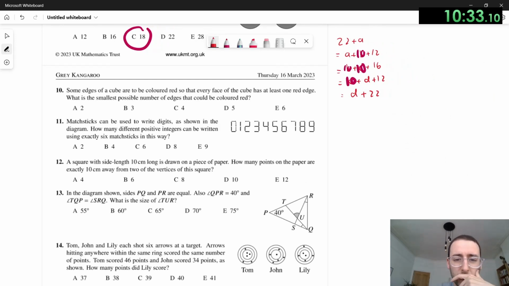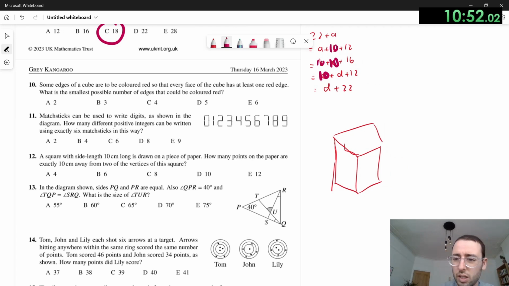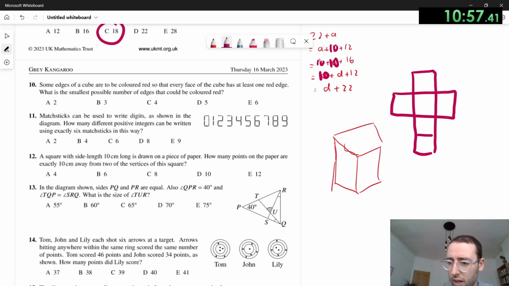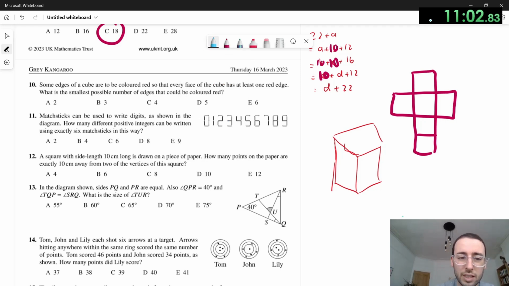Some edges of a cube will be coloured red, so every face has at least one red edge. Some edges of a cube, let's just draw one, so I have some idea what I'm doing. Oh no, I've drawn them all red. Shall we be doing this as a net? Maybe I'll do this as a net. Okay, now I'm helped by the fact that I can use different colours. Let's do blue, so that every face has at least one red edge. There, that's one.